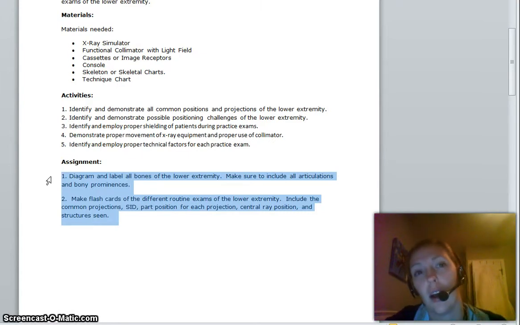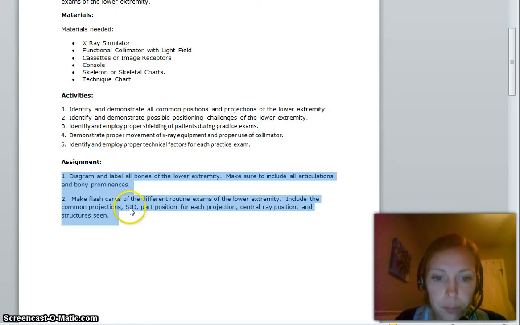We use some of those pointy out parts on your knees. So figure out what those are called. Make sure they are labeled appropriately.